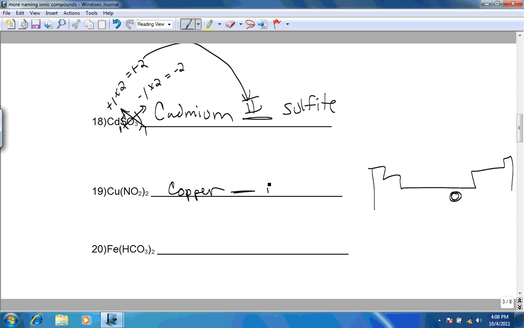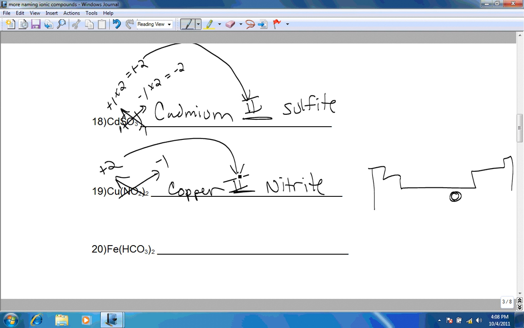NO2 is nitrite. It's a polyatomic ion. Uncross those numbers, that's a plus 2 and a minus 1. If you look up nitrite, you realize that it's supposed to be a minus 1. That means I don't have to do anything else. That means that's a Roman numeral 2, copper 2 nitrite.